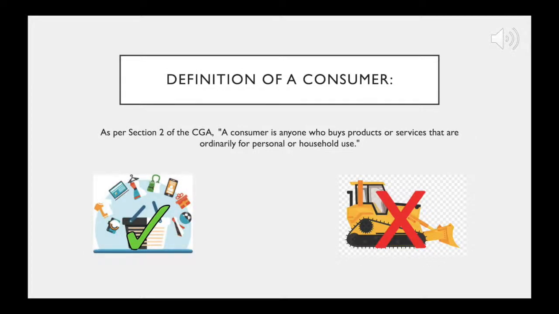Section 2 of the Consumer Guarantees Act describes a consumer as anyone who buys products or services that are ordinarily used for personal or household use, which means computers would be considered a product for ordinary personal or household use. This, however, would not be the case 20 years ago, when computers were expensive and not many people used them for personal use. Therefore, the definition is dynamic and changes over time. Organizations or businesses who buy consumer products or services are also covered by the Consumer Guarantees Act, unless contracted out.